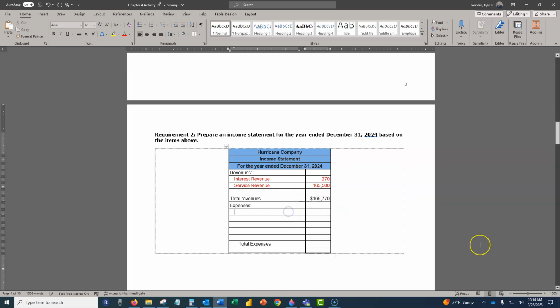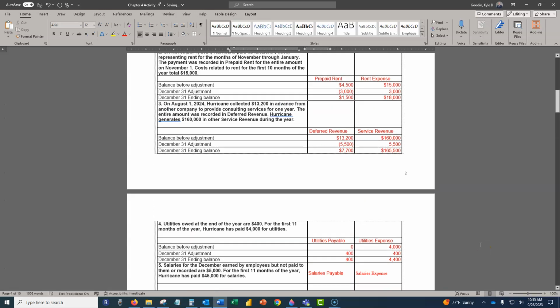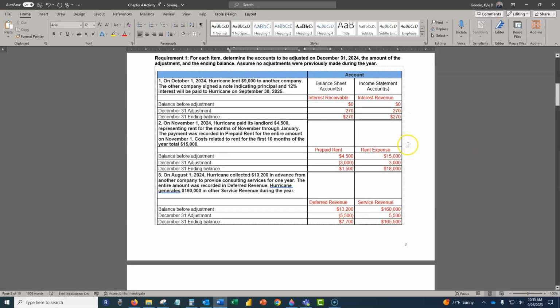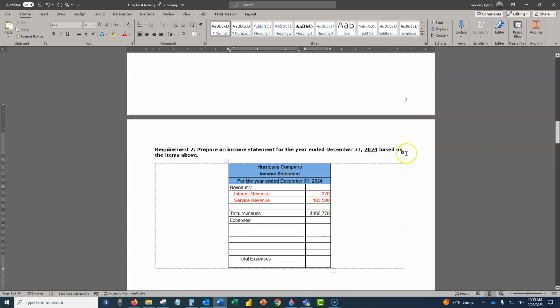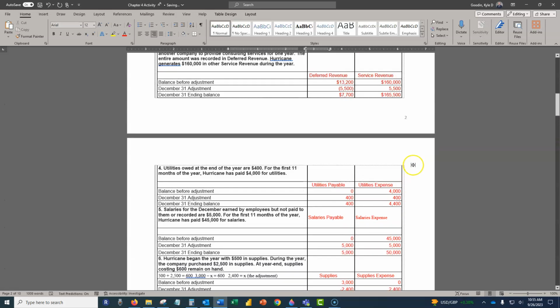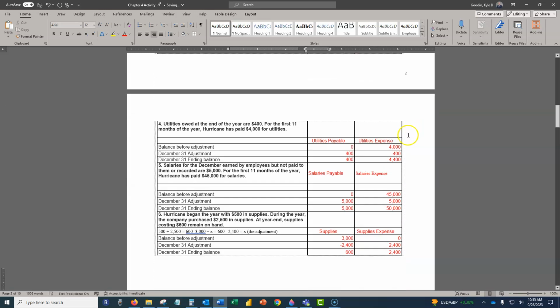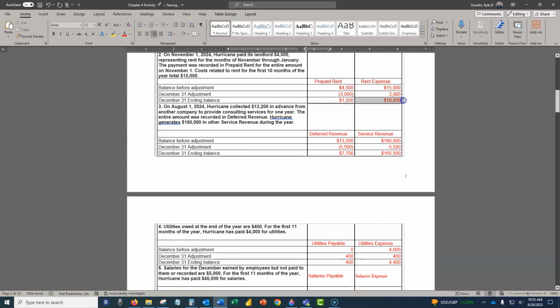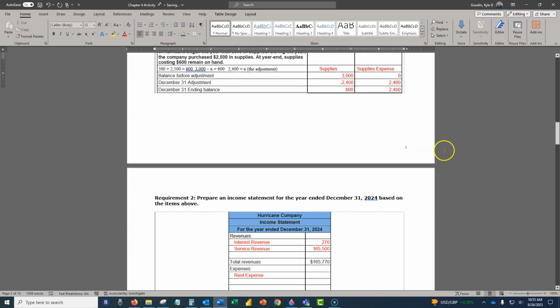Then we're going to move on to expenses. What is the first expense that we have? Well, we have rent expense. Okay. So we'll include that. And it was in the amount of, let's see, $18,000. We get that from its ending balance right there, right? So 18,000.